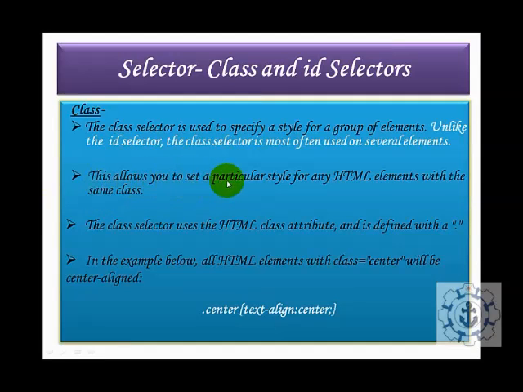This allows you to set a particular style for any HTML element with the same class. The class selector uses the HTML class attribute and is defined with a dot symbol. In case of ID, it starts with a hash symbol, but in case of class, it starts with a dot symbol, a period. In the example below, all HTML elements with class equal to center will be center-aligned. .center is a user-defined selector, it's a class, followed by open and close curly braces, then comes your property value.